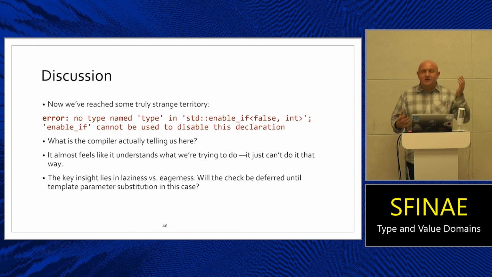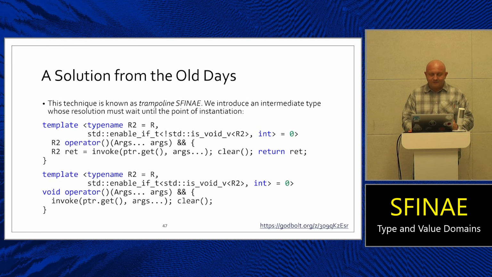When will this check actually be deferred? When will it become part of the substitution context? That's exactly what we need to fix next. And this technique is known from the old days as trampoline SFINAE.